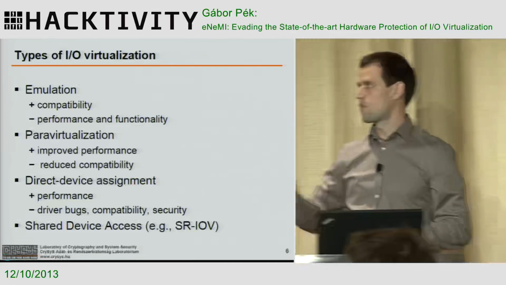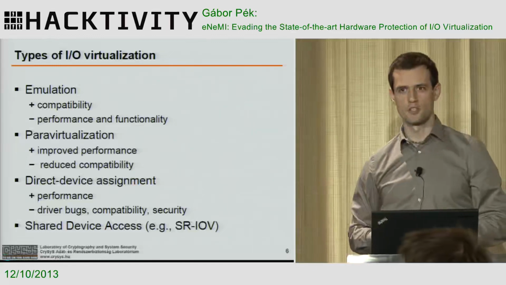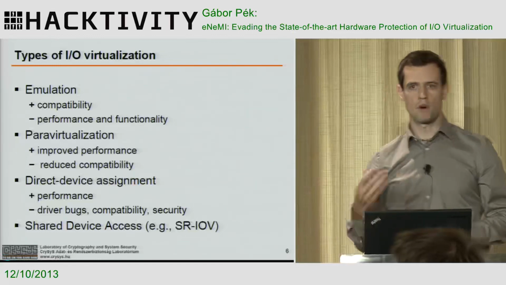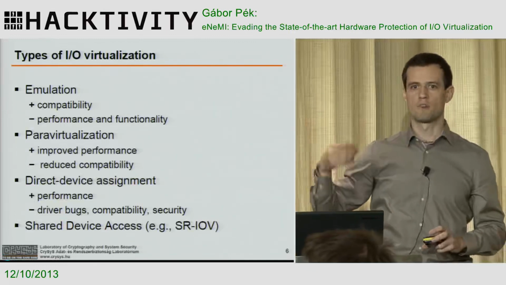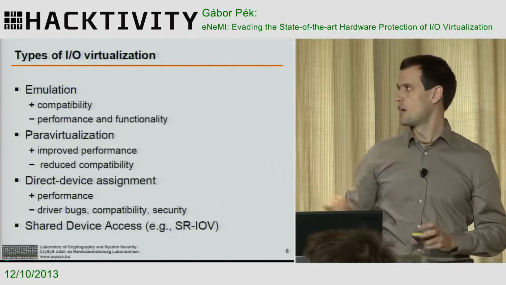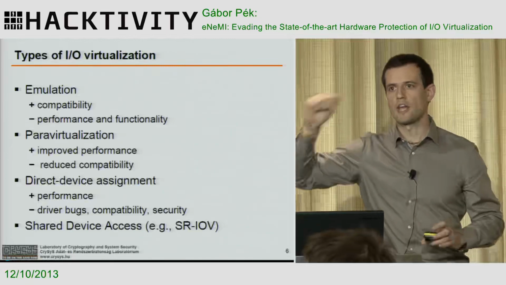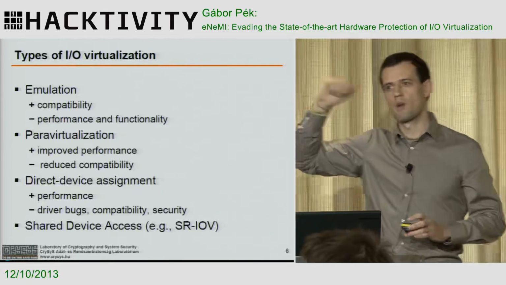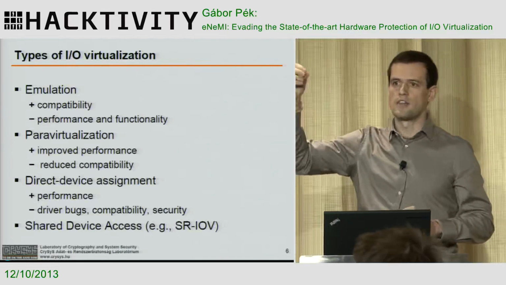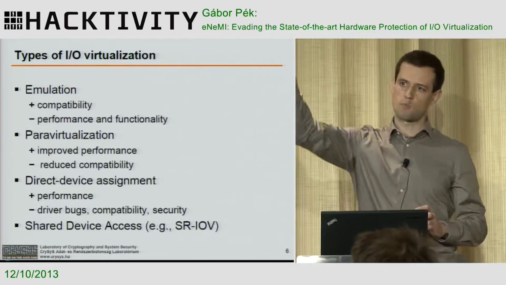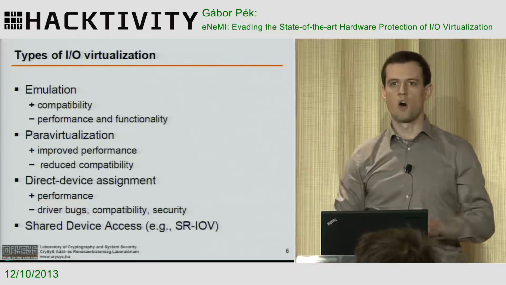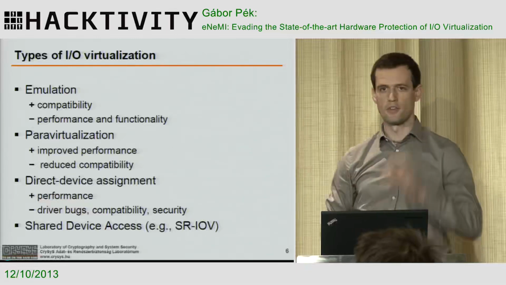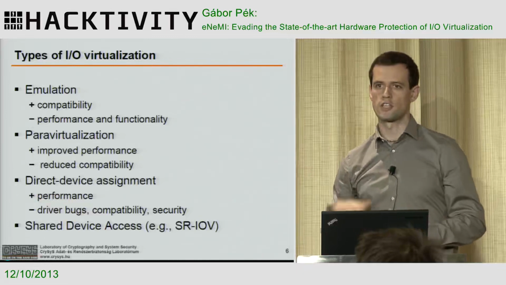To solve the performance issues, paravirtualization was introduced. With paravirtualization, you have to modify the guest kernel, so you cannot use the same drivers that you used in emulation. However, you can create a really small representation of the device that uses an exposed interface towards the VM, and this outperforms emulation. This is the main advantage of paravirtualization.